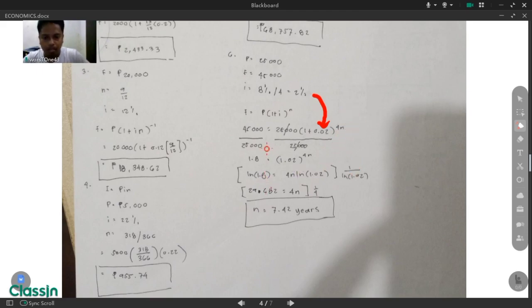So we divide by 25,000. We have 45,000 divided by 25,000, which is 1.8 equals 1.02 to the power of 4n. We can actually just solve it by shift solve in the calculator, but this follows the concept of finding exponents, which is using the natural logarithm.